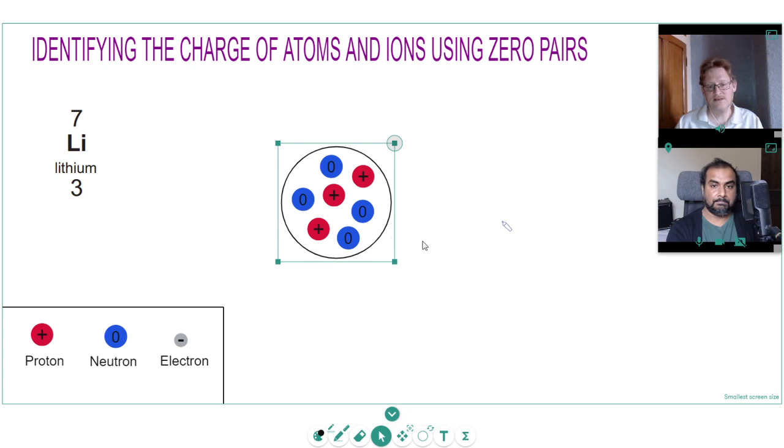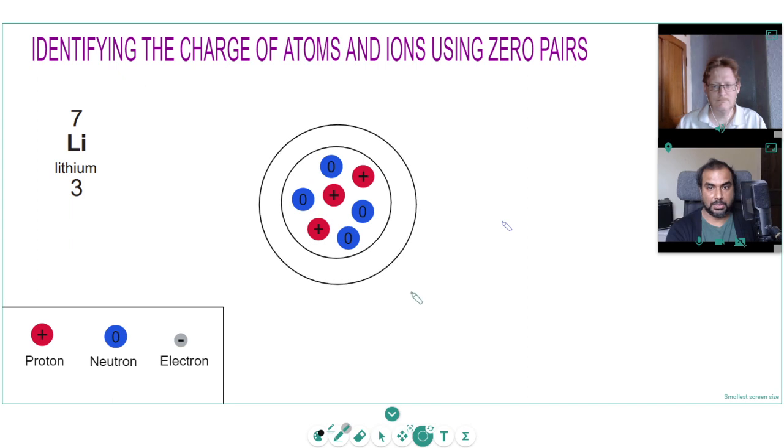Excellent. So we can see there that we have 3 protons, which are positive, and 4 neutrons, which are neutral, like their name suggests. So our nucleus has an overall positive charge, 3 positive charge. So then could we have a look at the electron structure for lithium? Yeah.